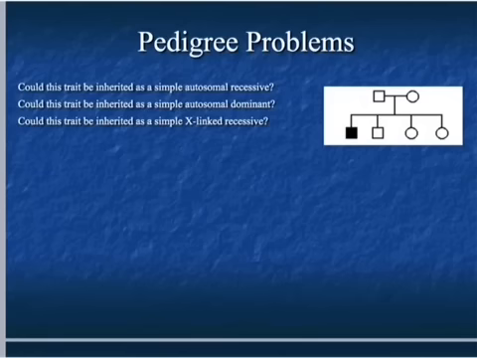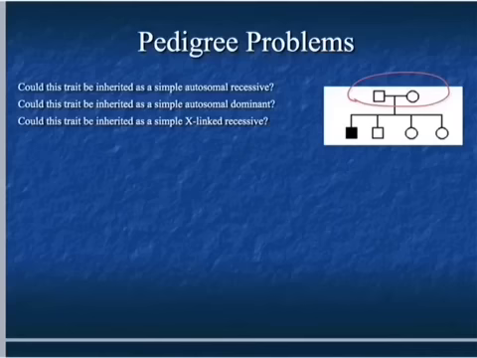Some pedigree problems get more complex, and they may ask you to determine something like this. Could this trait be inherited as autosomal recessive, autosomal dominant? Could this trait be inherited as a simple X-linked recessive trait? And so you need to start looking for patterns. For example, in this pedigree, neither of the parents have the trait, but the son is inheriting it. You have to think about if this would be a sex-linked trait.